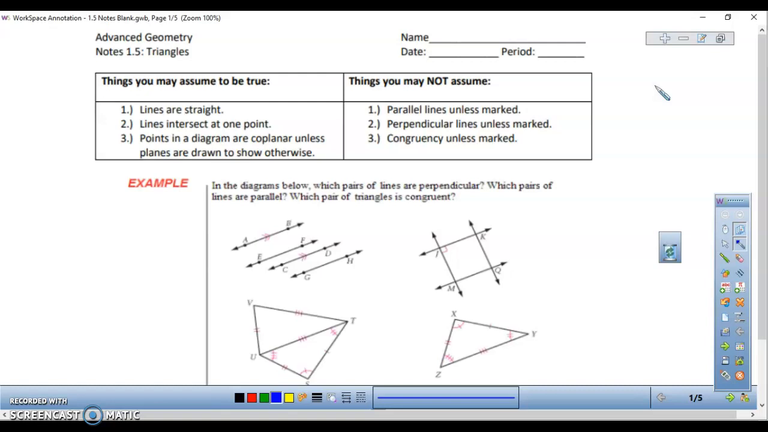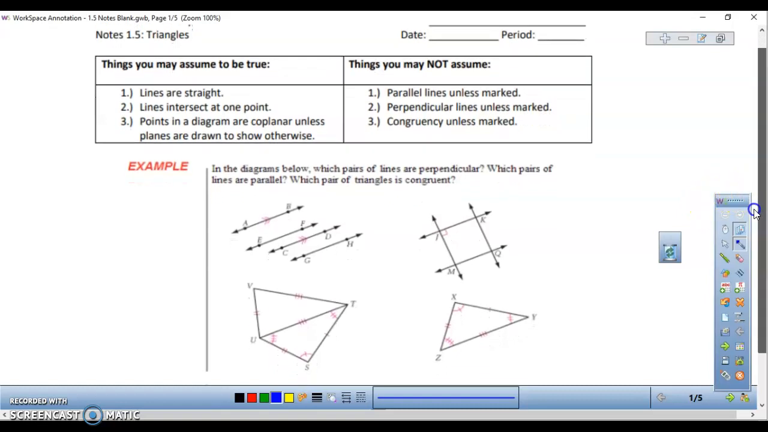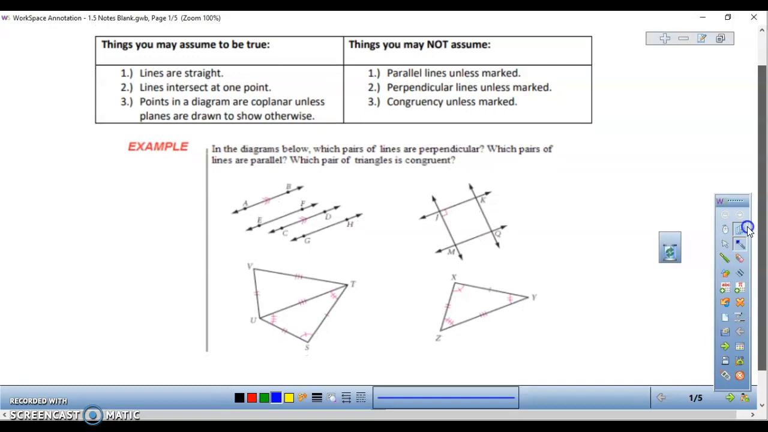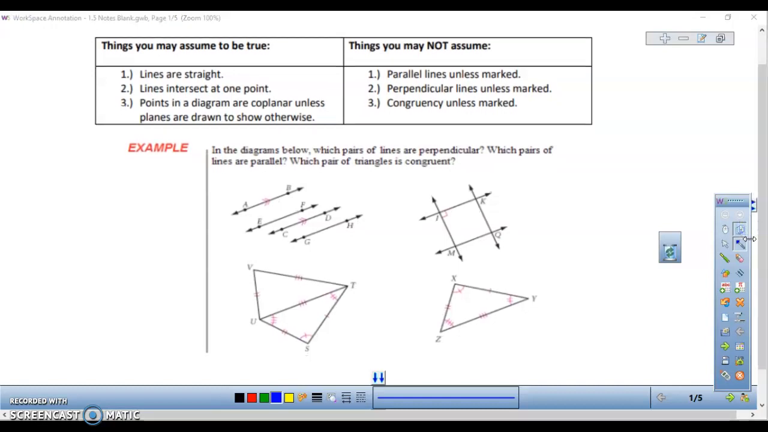This is section 1.5 in your text, so you're welcome to follow along there as well to get a little bit more clarification on anything. Let's get into it. Before we start talking about triangles, this is just a quick reminder regarding how you're supposed to use the markings in diagrams so that you know what's going on. First of all, let's talk about what you are allowed to assume.